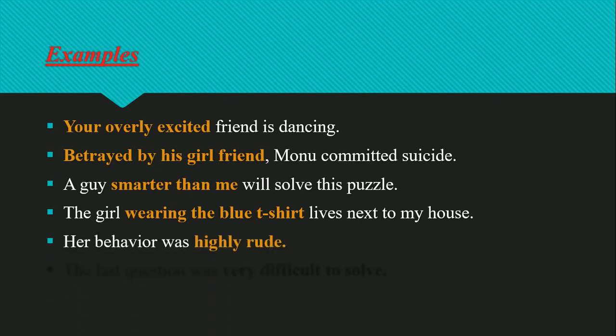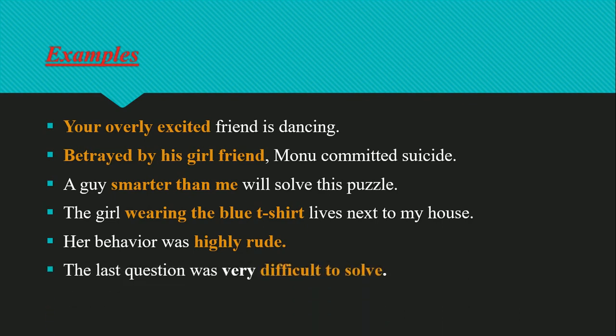Now here are examples of an adjective phrase which comes at the end of the sentence. Her behavior was highly rude. Here, highly rude is an adjective phrase which tells about the behavior. The last question was very difficult to solve. Here, very difficult to solve is the adjective phrase which is telling about that question.